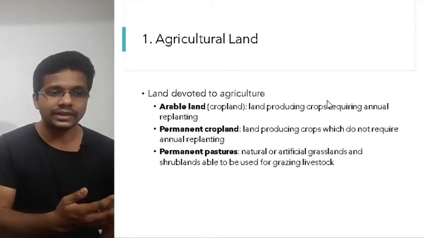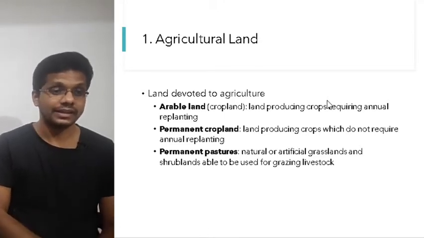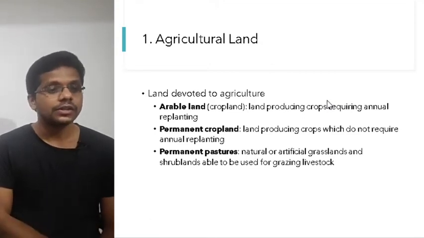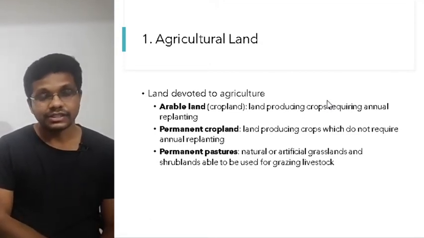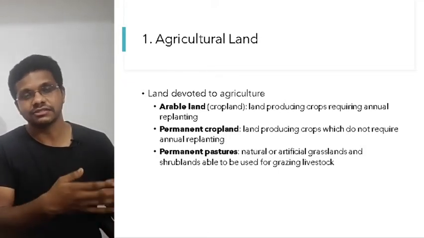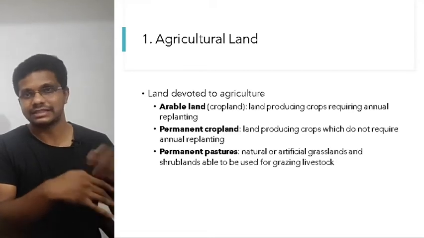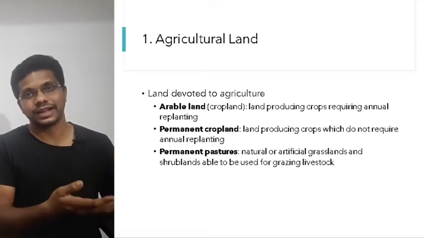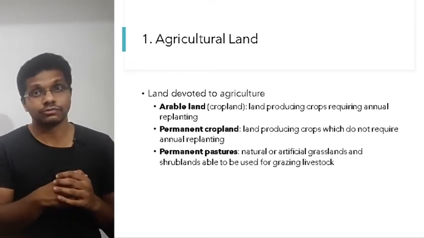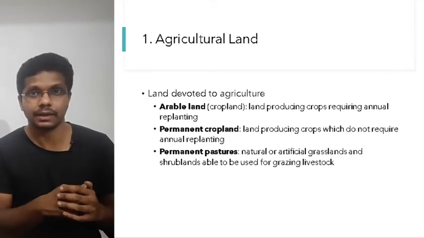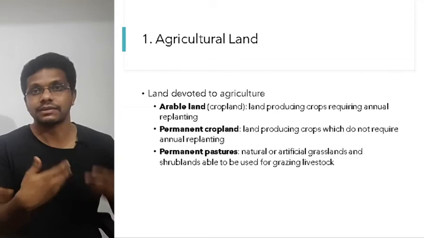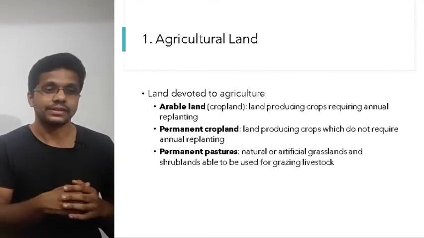Before going into that, we have different types of agricultural land. It can be classified as arable land, permanent cropland, or permanent pastures. Arable land is land which produces crops that require annual replanting. So every year we have to replant. The tillage, the planting of new plants and the harvesting, everything happens yearly. Sometimes it happens more than once in a year, maybe two or three times, especially in the case of wheat and rice. We use the same area multiple times for crop production. Such land is called arable land.